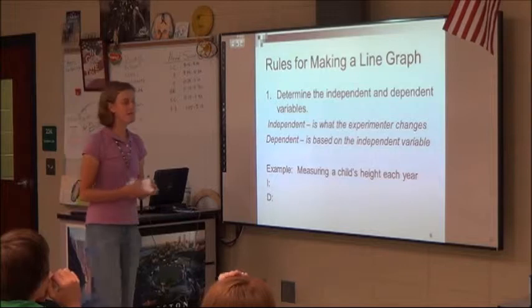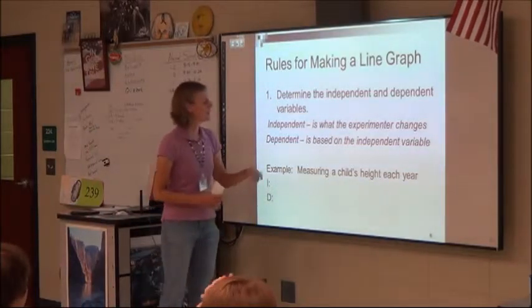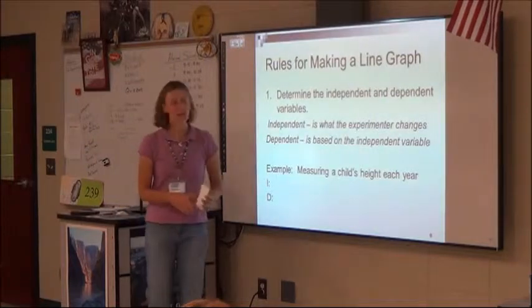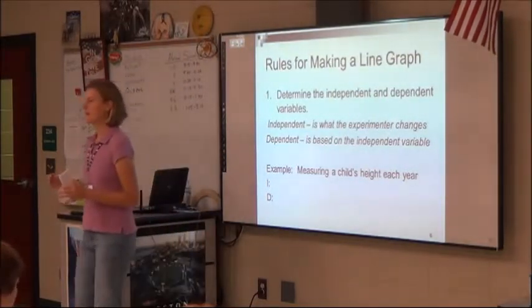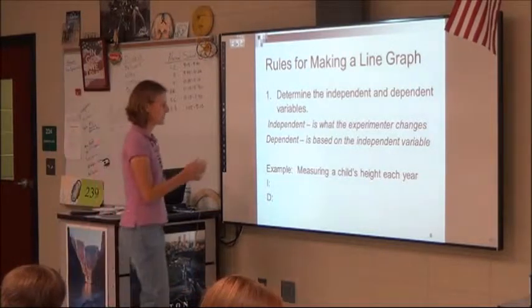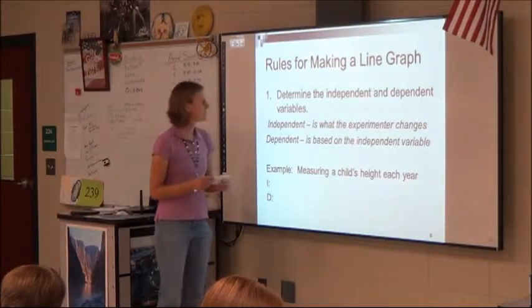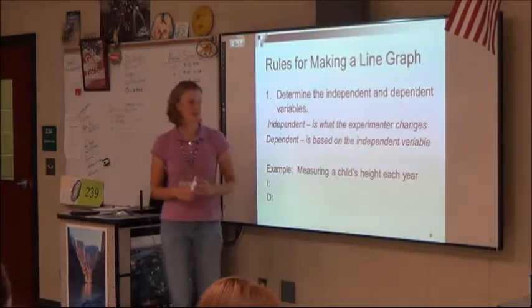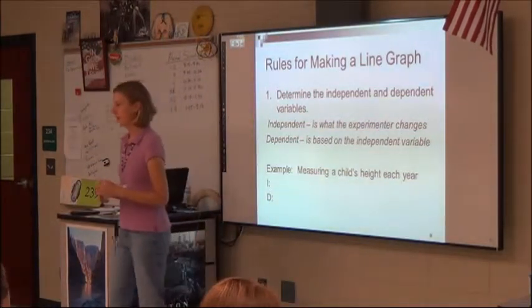So when we talked about the scientific method and creating a good experiment, we always had to have an independent, dependent, and a bunch of control variables. Independent variable was the thing that the experimenter changes on purpose. It's kind of what you were setting up. So in my example of measuring a child's height each year, that's something I could easily graph.